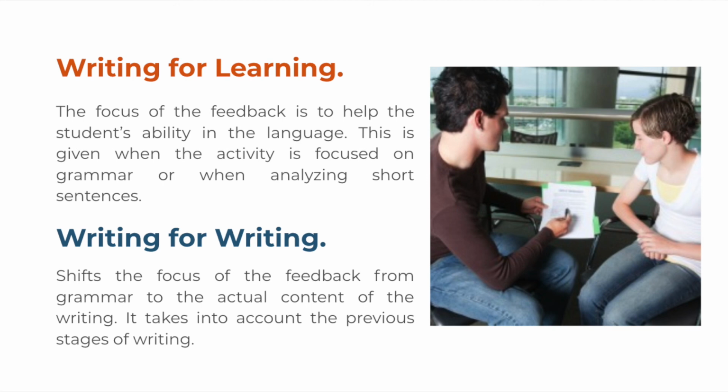On writing for learning, when it comes to feedback, the focus is to help the student's ability in the language. The feedback is given when the activity is focused on grammar or when analyzing short sentences. But when it comes to writing for writing, the shift is focused on what the writer is trying to say. This doesn't mean that grammar is completely forgotten. It is still noted when a student commits an error, but it's not the main focus.